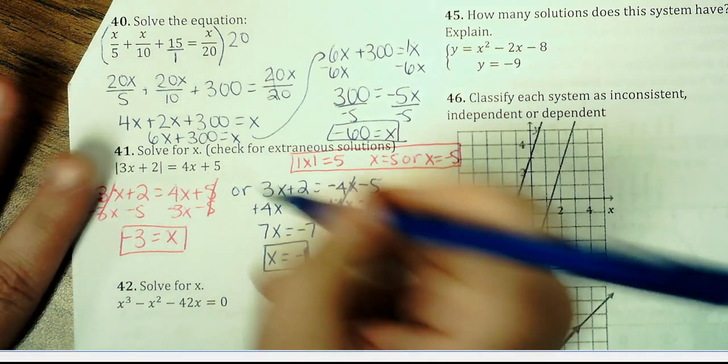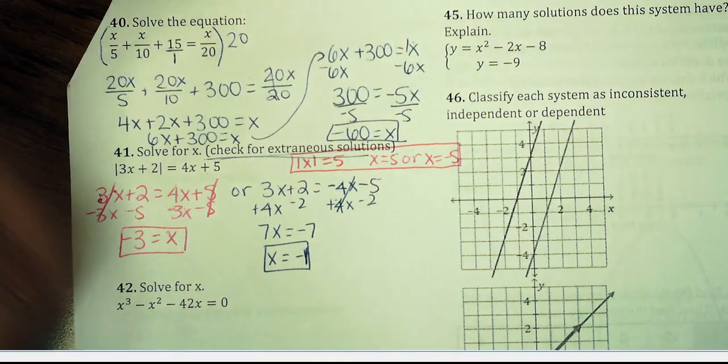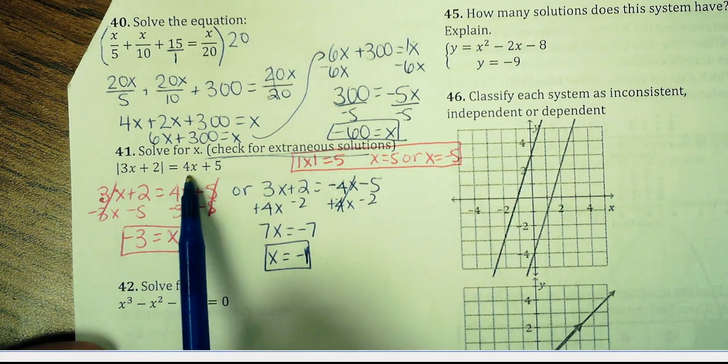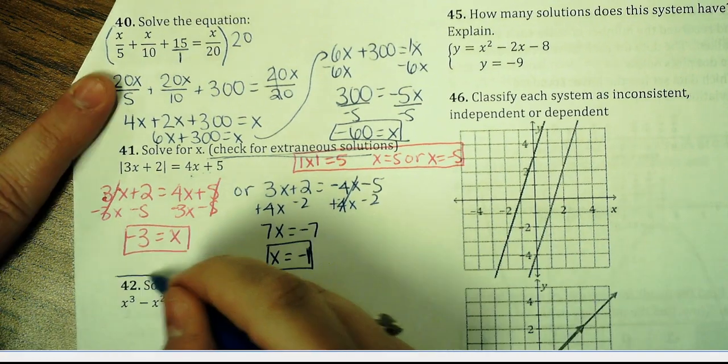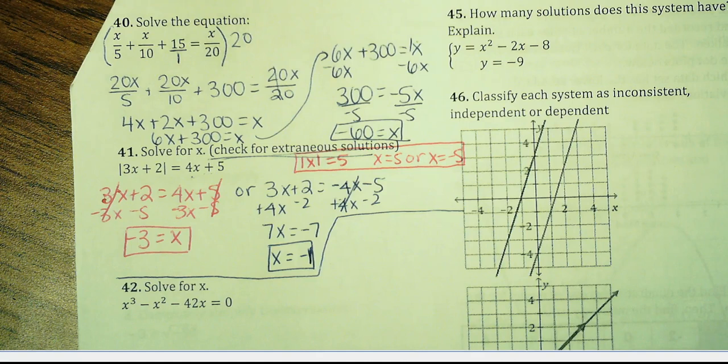Now, you have to check for extraneous solutions. If this is just equal to a number, like I have my absolute value equal to 5, you're not going to have extraneous solutions. If you have an expression, though, that can introduce possible extra answers. We did all our algebra right, but maybe the answer just doesn't work. So I'm going to do a quick check here.